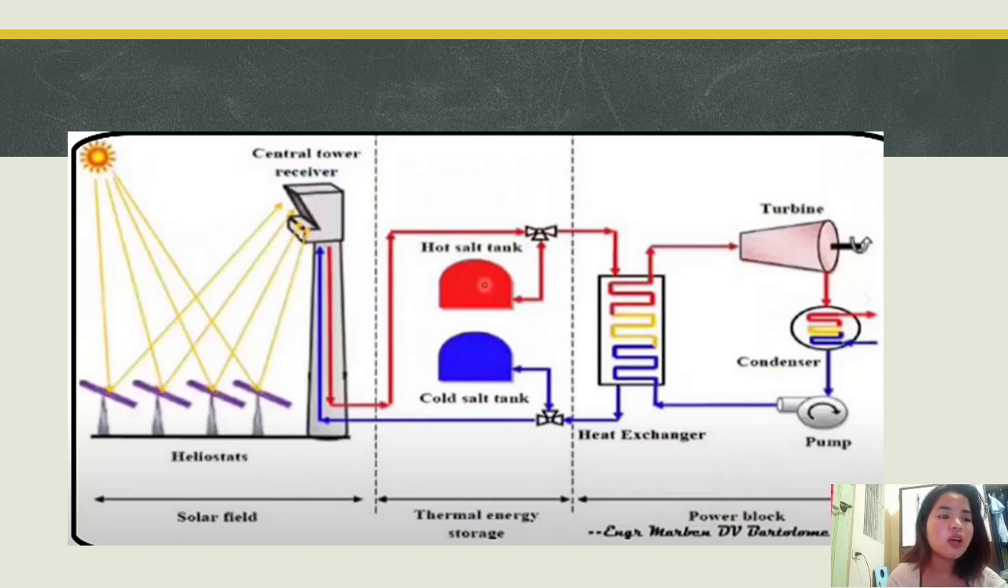Then next is the condenser to turn the gas into water again. Then next is the pump, to pump the water into the heat exchanger set to HTF, pero meron pa ding mapupunta sa cold salt tank. Then, yun, cycle lang.